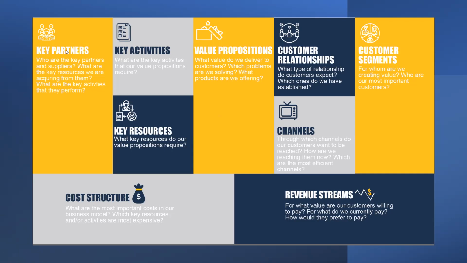So having done all that 7, I would always leave number 8 as cost structure. All of these activities above, how much is it going to cost me? What are the most important costs in this business model? Which key resources or cost activities are most? In fact, you list everything: resources, cost activities. How much are all of this going to cost? Very critical you are doing that.